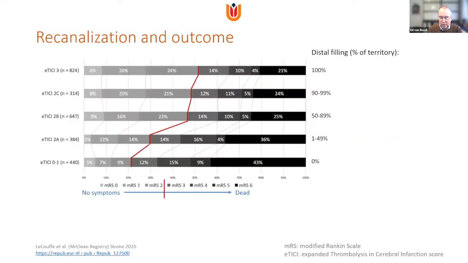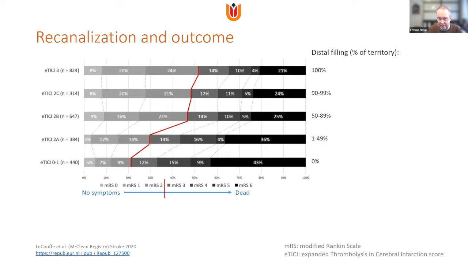This relates to recanalization. Indicated here is the outcome, again the modified Rankin scale, for various classes of recanalization. Recanalization means the degree of distal filling, so the percentage of distal filling of the brain by contrast. And as you can see, the better the recanalization, the better the outcome. And there's still much to gain here if you go from what in that time was considered a good recanalization, called eTICI 2B, to 2C and 3. So one message is that we should aim for at least 2C or 3.